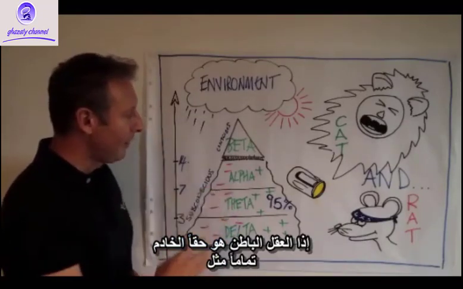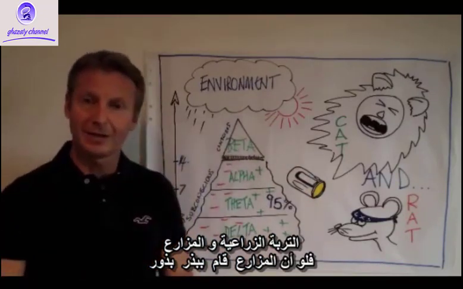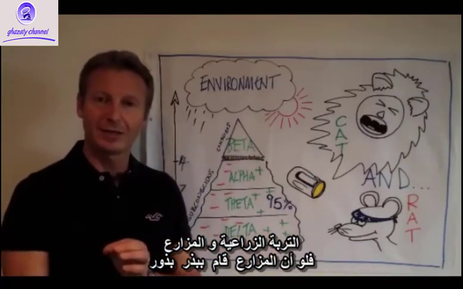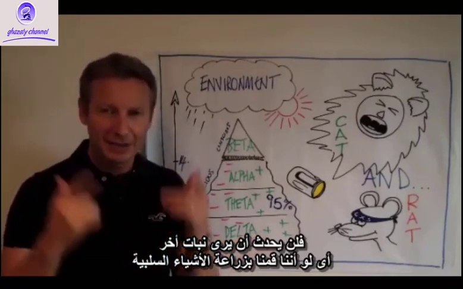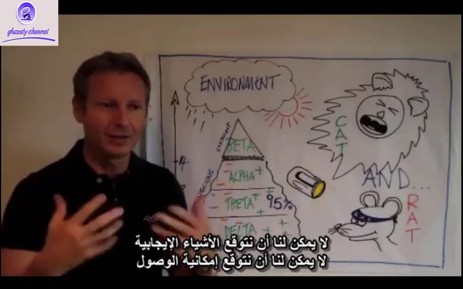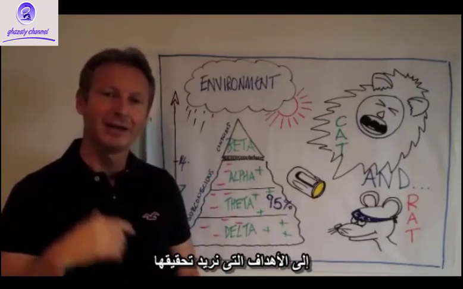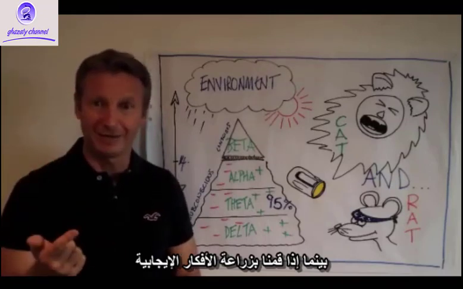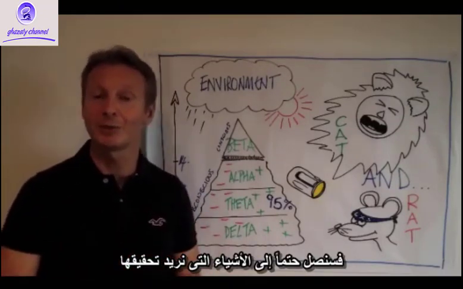And the subconscious mind is really the servant. It's a bit like that's the soil and that's the gardener. So if a gardener sows the seed of a tomato, you wouldn't expect a rose. If we're sowing seeds of negativity, then we shouldn't expect positive things. We shouldn't expect to be able to achieve the goals that we want. If we're sowing positive thoughts, then once again, we'll probably achieve the things that we want to achieve.